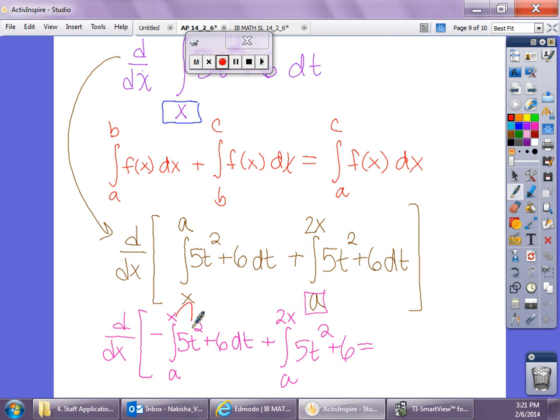So my answer becomes, I'm going to substitute this in, negative parentheses 5x squared plus 6. That's the first integral. My second integral would be plus 2x, whole thing squared, plus 6. And then I'm going to have to multiply by the derivative of 2x. I'm going to squeeze that in front here, times 2. And yes, you should simplify that in this case just because it's notes for you guys. I'm going to leave it at that to save a little time for you.